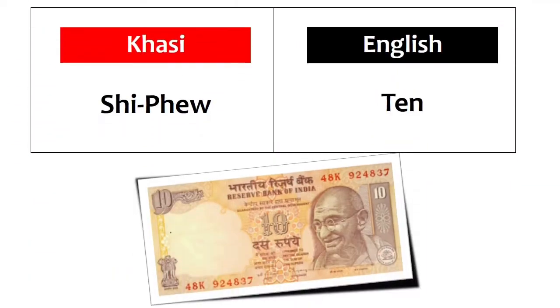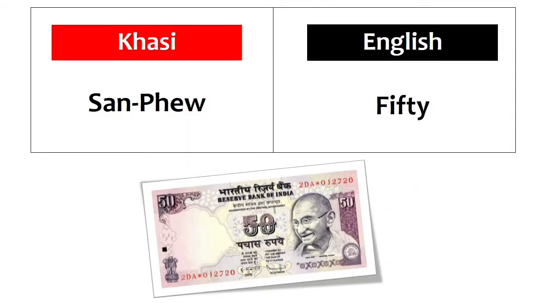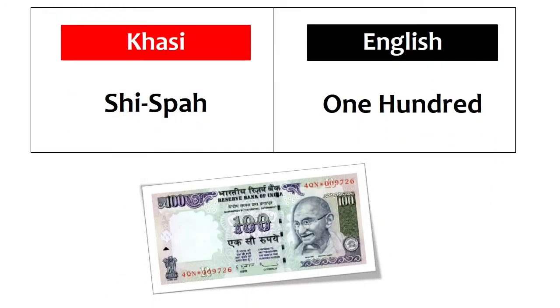So the 10 rupees note in Khasi, it is Shi Peo. The 20 rupees note in Khasi, it is R Peo. The 50 rupees note in Khasi, it is San Peo. The 100 rupees note, it is Shi Spa.